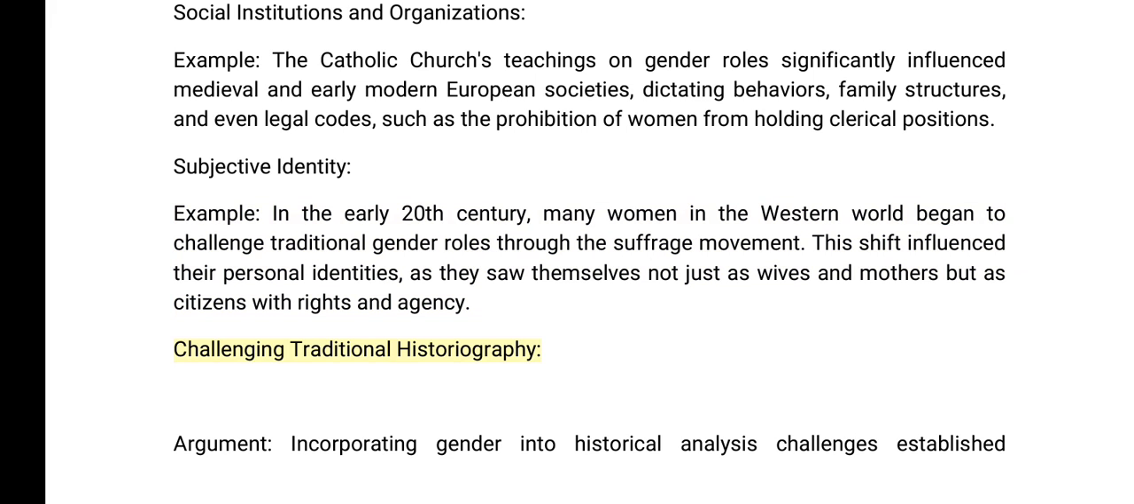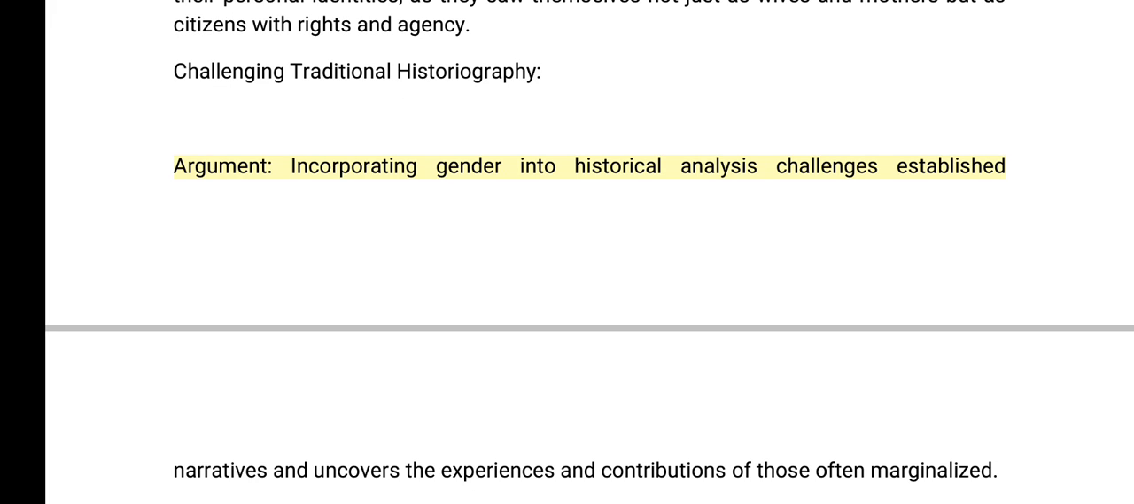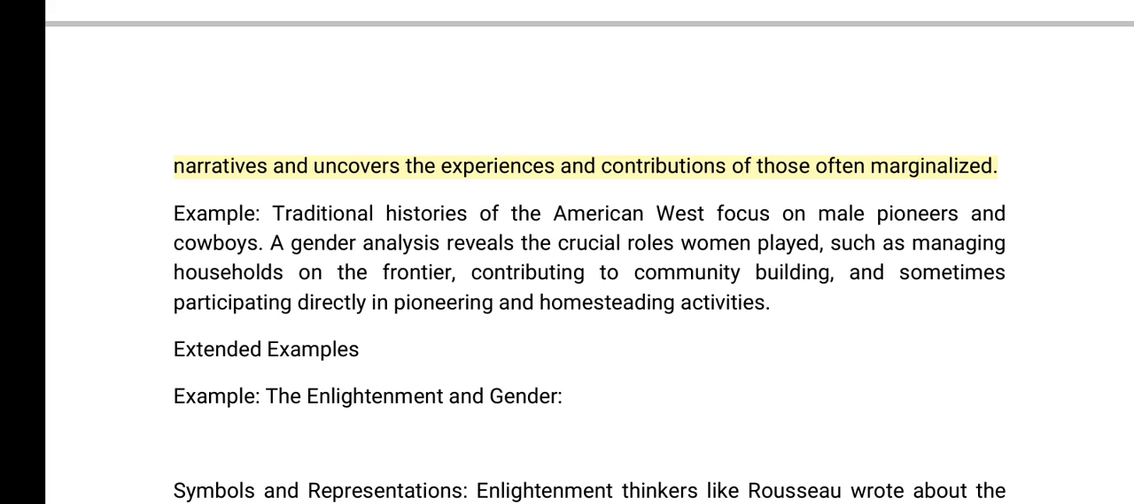Challenging traditional historiography. Argument. Incorporating gender into historical analysis challenges established narratives and uncovers the experiences and contributions of those often marginalized. Example. Traditional histories of the American West focus on male pioneers and cowboys. A gender analysis reveals the crucial roles women played, such as managing households on the frontier, contributing to community building, and sometimes participating directly in pioneering and homesteading activities.